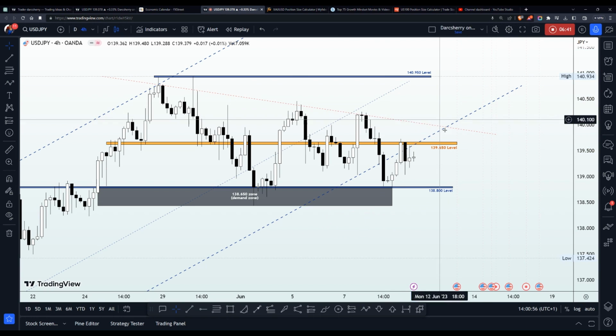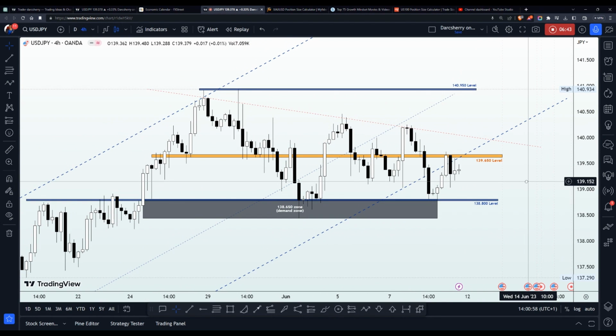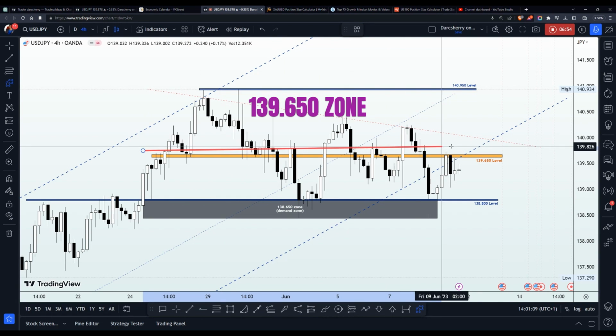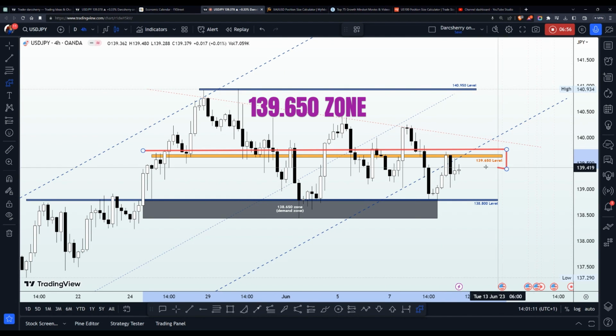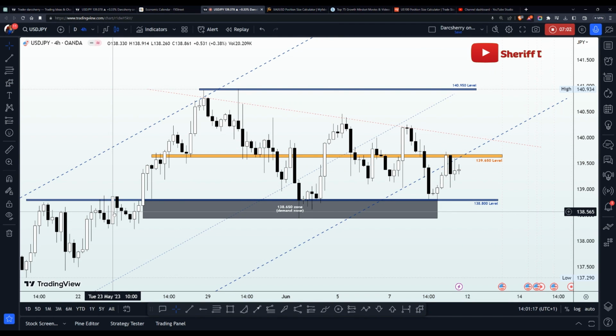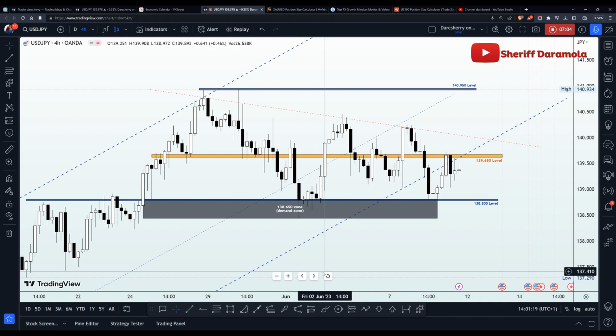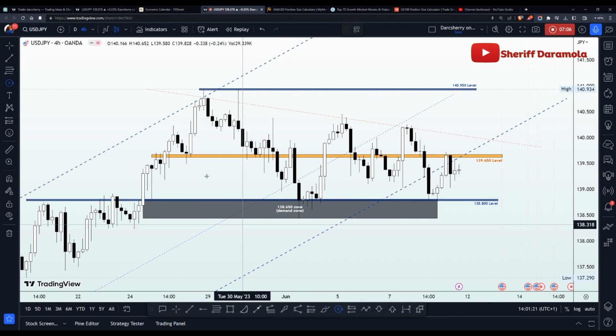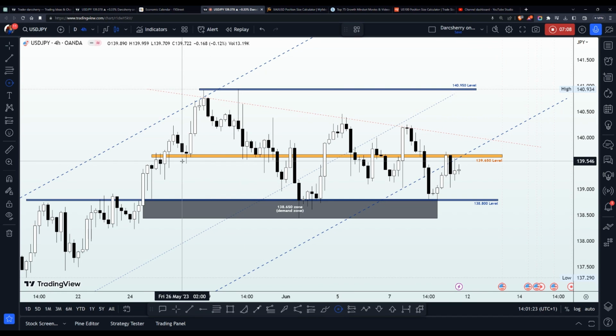So, in order to help us position ourselves in a very appropriate manner, I was able to identify a key level which we are going to be using for this week, and this level is situated along the 139.650 area, as you can see on your screen. And one interesting thing about this level is that it has been a major determinant of price action since the last week of the month of May.